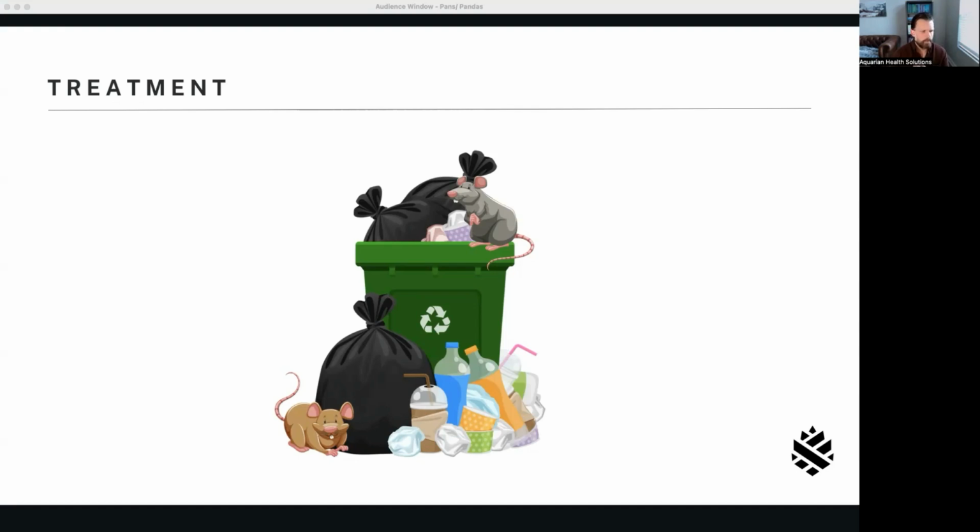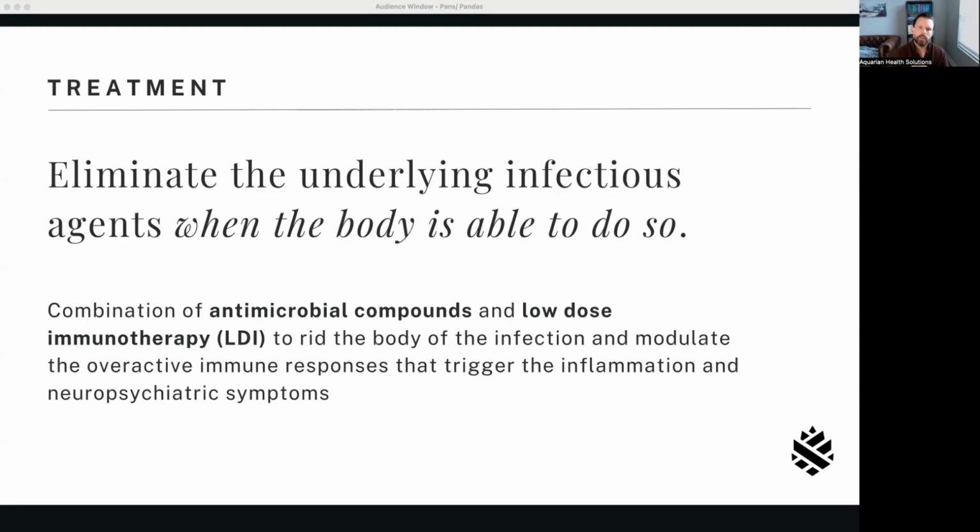And so often in medicine, we're worried about the rats, but we're not worried about the garbage. We always have to consider both, but the biggest thing is we have to deal with the garbage first. At this point, now we can eliminate the underlying infectious agents because the body is now able to do that.